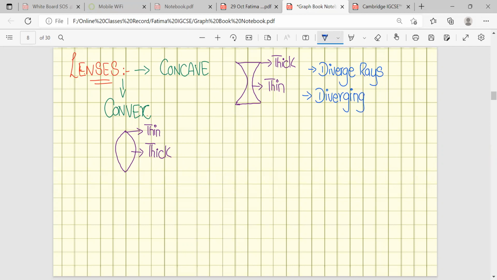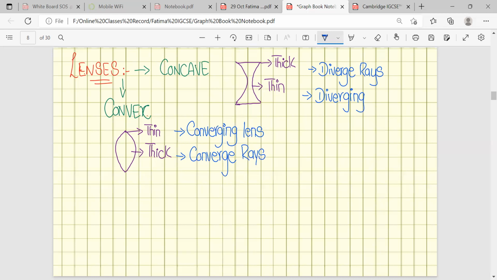And convex lenses are known as converging lenses, because these lenses normally focus light rays on a single point, or on a focus point. So that's why these lenses are known as converging lenses, because they normally converge light rays. So this is another difference between these lenses.